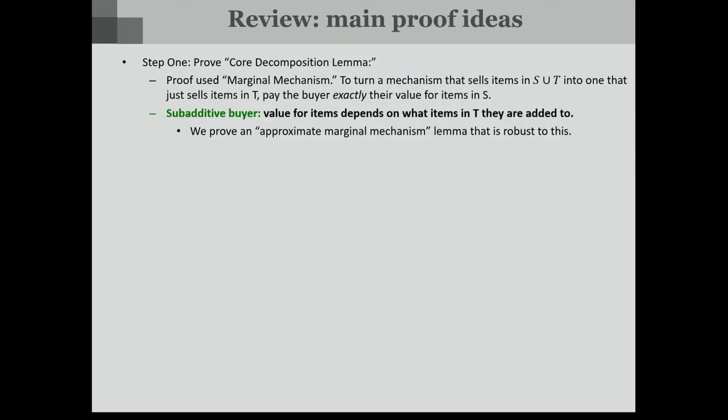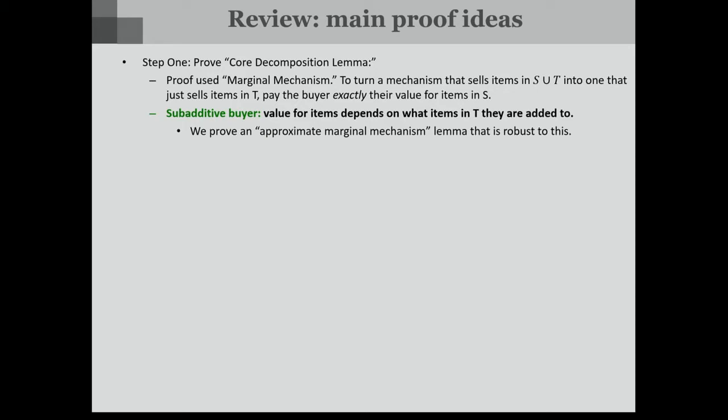Okay, so in the first step, we said we had to prove something like a core decomposition lemma. And we saw that one key ingredient in the proof was this marginal mechanism lemma, that said we want to turn a mechanism that sells items in S union T into one that just sells items in T. And how we do that is we pay the buyer exactly their value for what the items in S would have been.